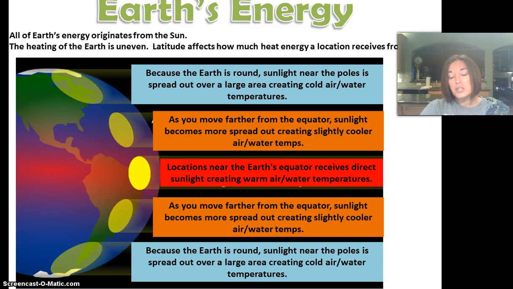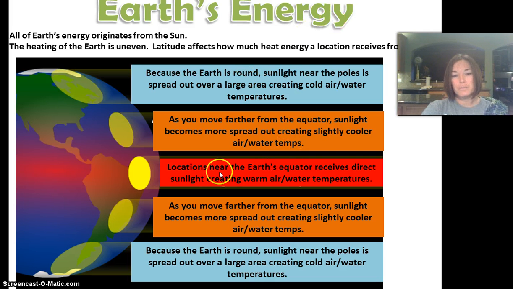Earth's energy originates from the sun. All energy on Earth originates from the sun. It drives many different cycles like the water cycle. It drives photosynthesis. It is the driving force behind our weather and our climate. But this heating of the Earth from the sun is very uneven, and your latitude, which is your distance away from the equator, affects how much energy your location is going to receive from the sun.